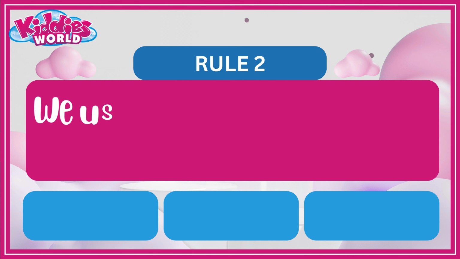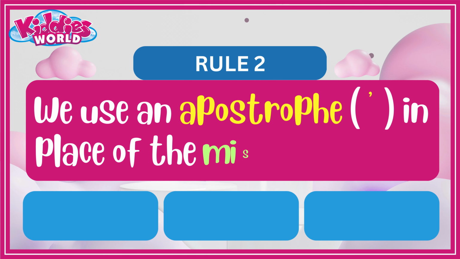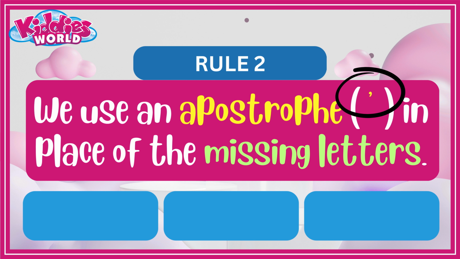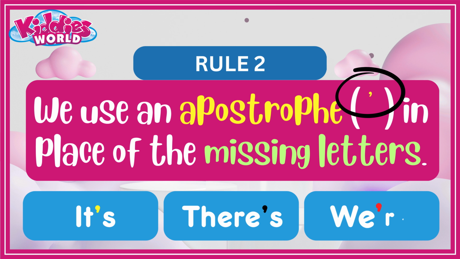Rule 2. We use an apostrophe in place of the missing letters. See this little mark? It's called an apostrophe. It shows us where letters are missing. Examples: it's, there's, we're. So the apostrophe is like a tiny superhero, saving space in our words.